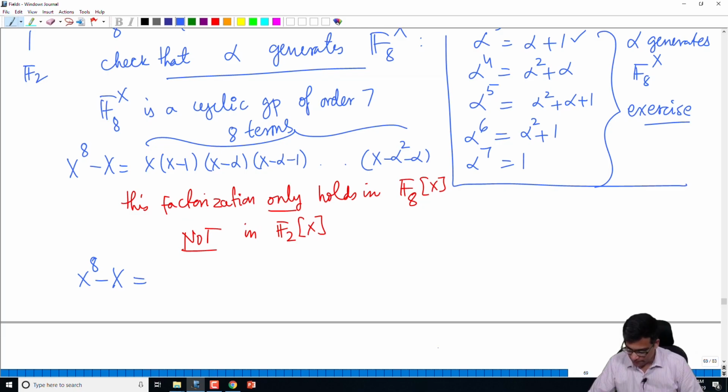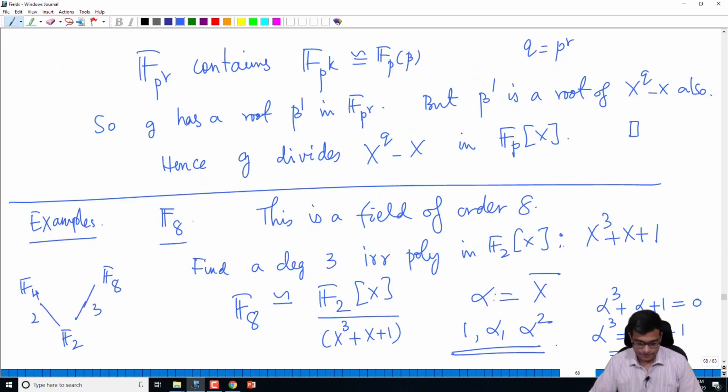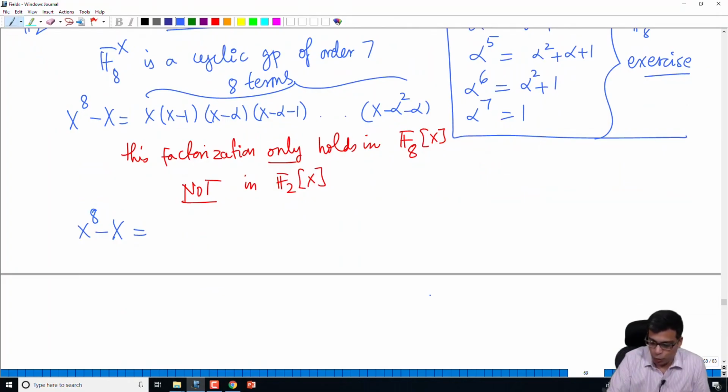The structure theorem said the irreducible factors of x power 8 minus x, you take q to be 8, are the irreducible polynomials in F2 whose degree divides r. Here 8 is 2 power 3, so r is 3, q is 8. Okay, so I will just erase this, but here we are looking at r equal to 3, so we are looking at irreducible polynomials whose degree divides 3. So possible degrees are 1 and 3. The only numbers that divide 3 are 1 and 3.